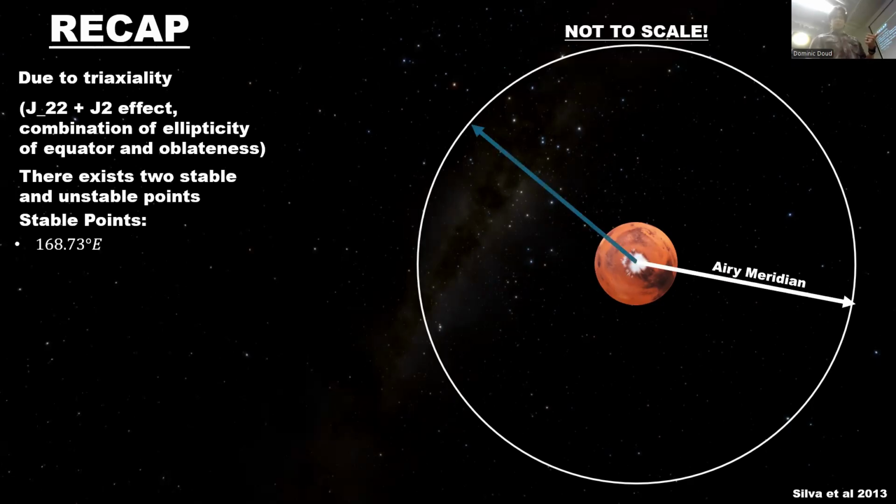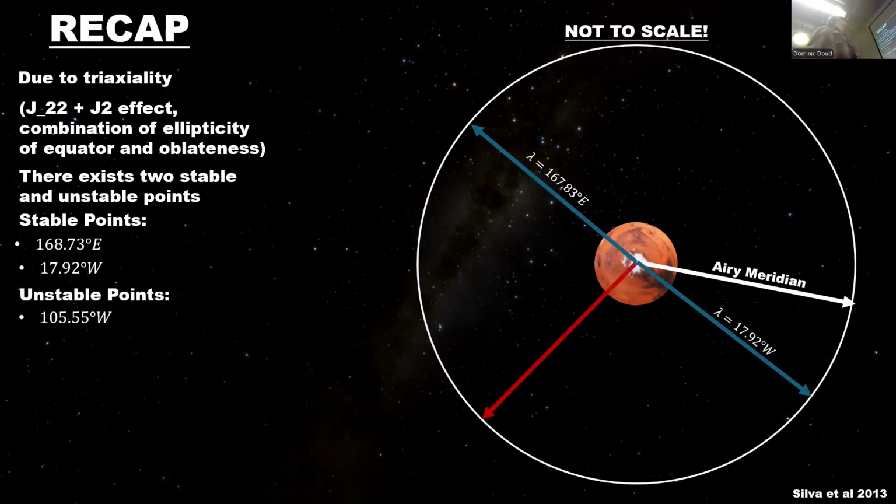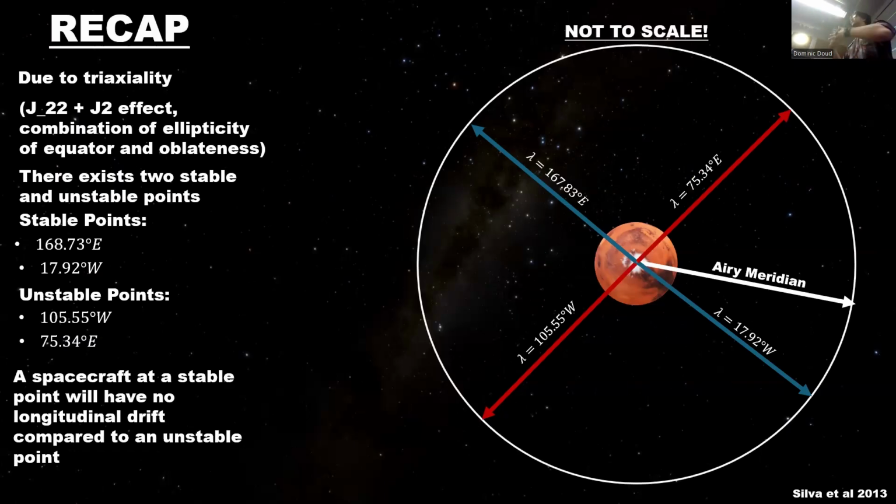We have a stable point of 167.83, sorry, that's incorrect, 17.92 degrees west. And then we have 105.55 degrees west, that's our unstable point in red, and 75.34 degrees east, which is also another unstable point. A spacecraft at a stable point will have no longitudinal drift compared to an unstable point. I'll say it one more time because it's super important.